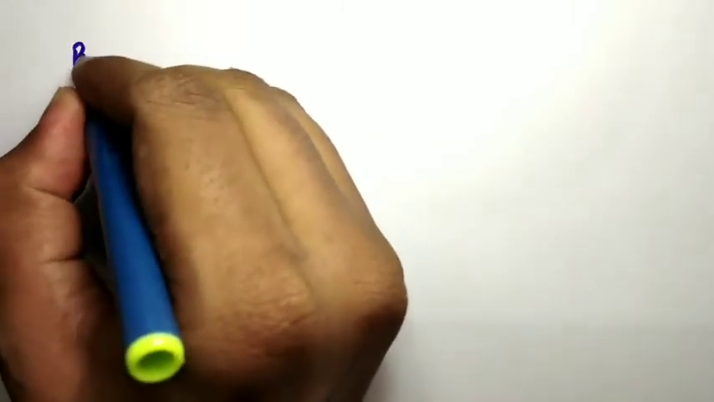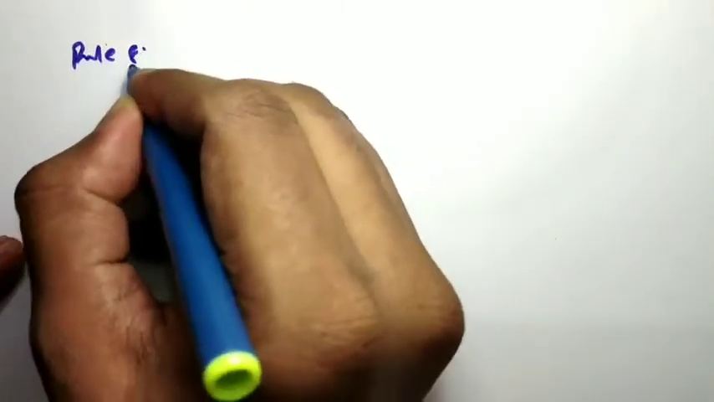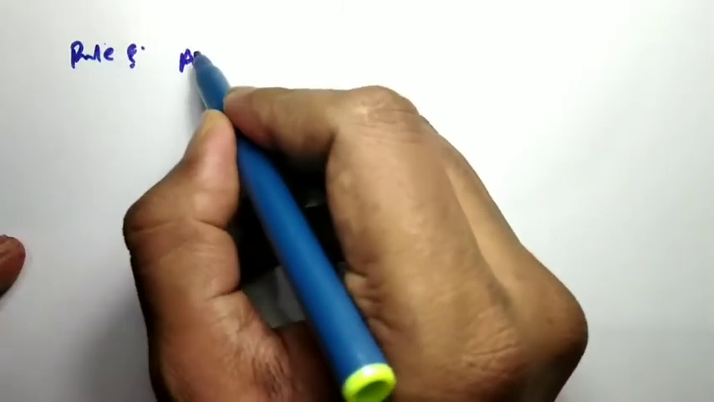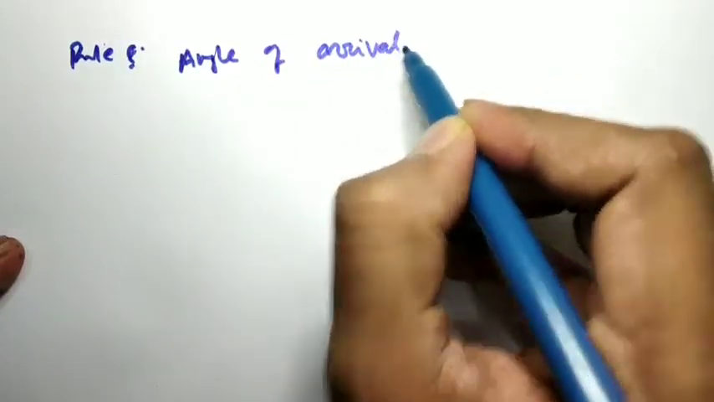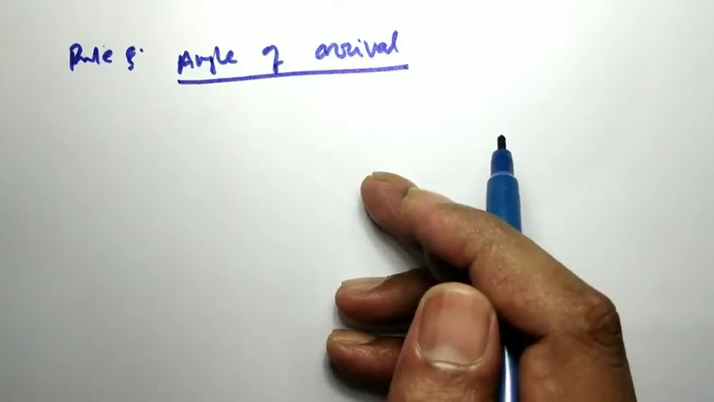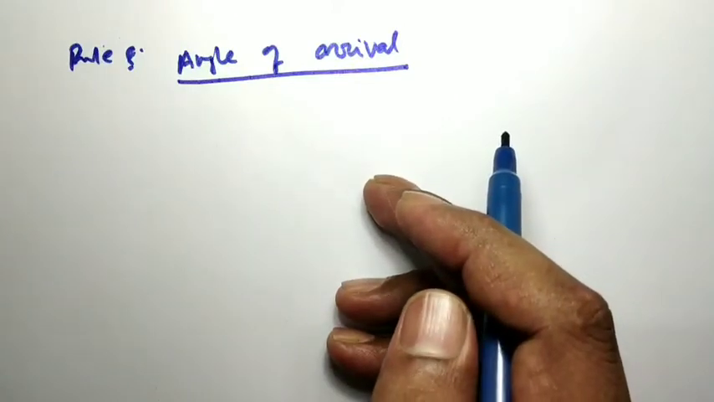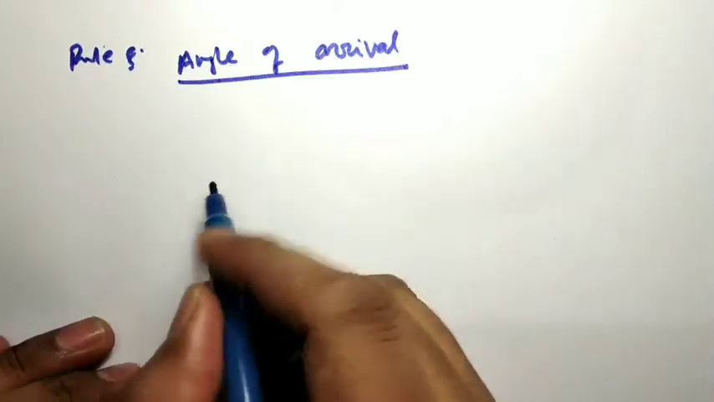So next I am going to explain to you rule 8. So, angle of arrival. The last rule, the seventh rule, was the angle of departure. So now we are going to find the angle of arrival.